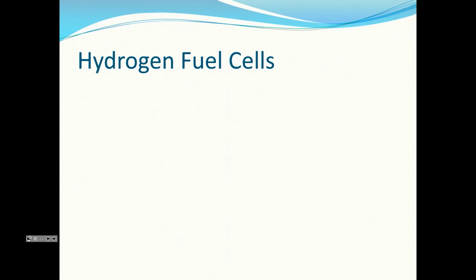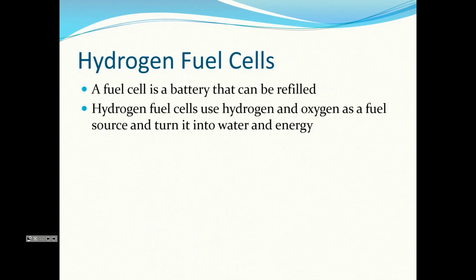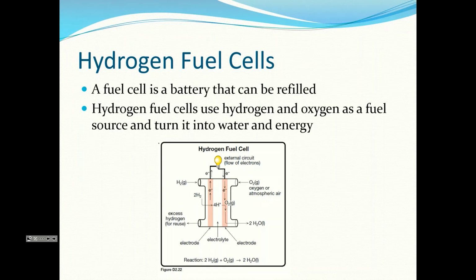And then our last one is hydrogen fuel cells. So a fuel cell is a battery that can be refilled. Hydrogen fuel cells use hydrogen and oxygen as a fuel source and turn it into water and energy. So this is sort of how it works. You add hydrogen and oxygen. If you filled up at a gas station and you had a hydrogen fuel cell, you'd fill it with hydrogen and oxygen. They combine together and they make water, and they also make energy.